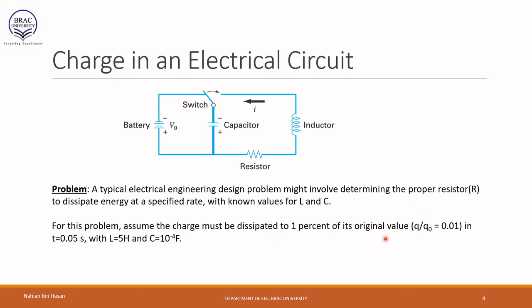want to find the value of the resistance when the dissipated charge is 1% of the original value. So this is the question: we have to find the value of resistance when the dissipated charge is 1% of its original value. That means Q divided by Q naught equals 0.01. That is 1%. We have all the values to insert into the equation from the previous slide, and using that equation we are going to find the value of the resistance.